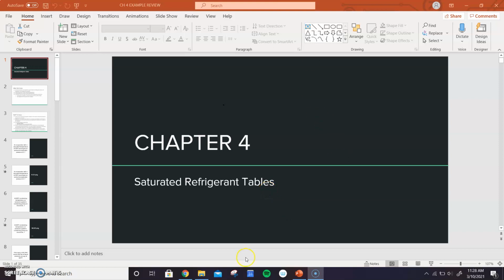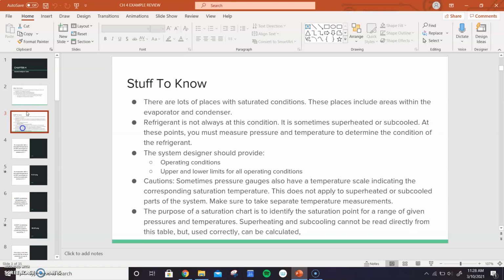Hey guys, so today we are going to be going over the Chapter 4 example problems from using your saturated refrigerant tables that we went over a little earlier this year. Just to give you guys a little bit of a refresher, you should have finished your book quest for Chapter 4, but I fit most of the book quest information in these two slides.